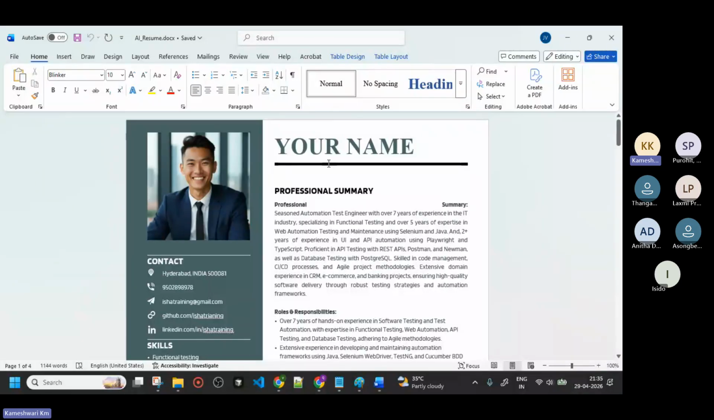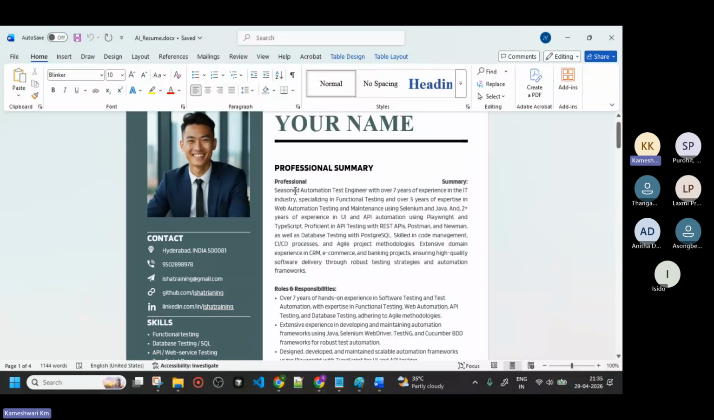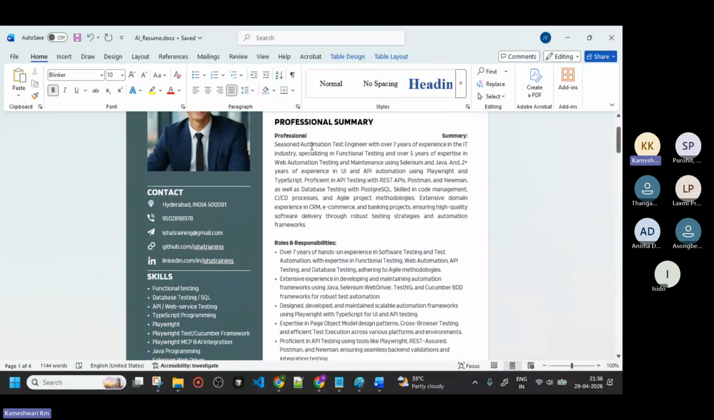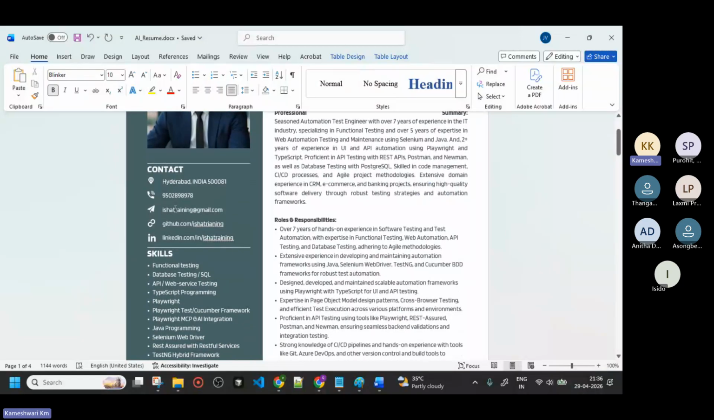You have to give the professional summary and the data, so consider this text issues, and you write what exactly you are, and the contact phone number.